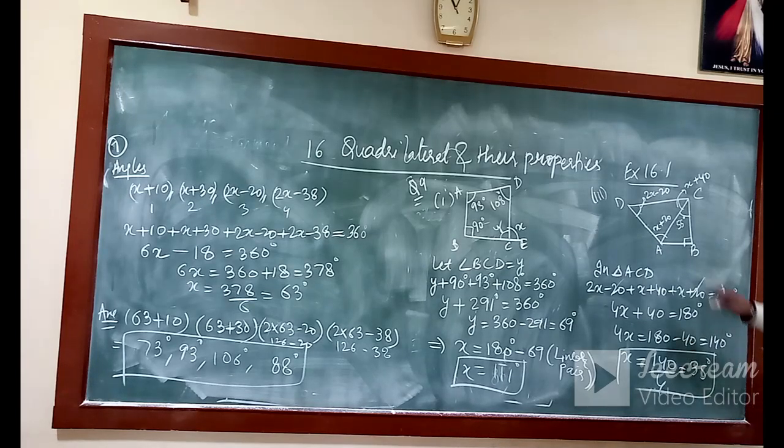So although a quadrilateral was given, there is no need to use that formula. We can simply use the formula of angle sum property of a triangle.